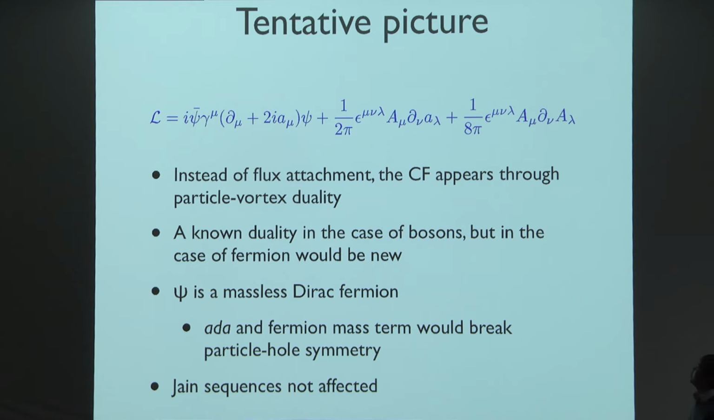Tentatively, the low energy effective theory of the nu equal 1/2 state should look something like this. We have a massless composite fermion coupled to a dynamical gauge field, which can mix through a Chern-Simons term with the external gauge field. Instead of flux attachment, somehow this psi field should appear. I think it would appear through some equivalence of particle vortex duality, but acting on a fermionic field.